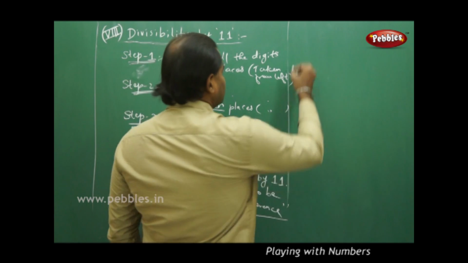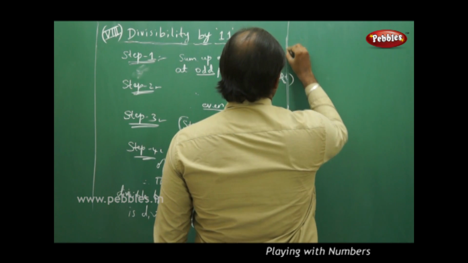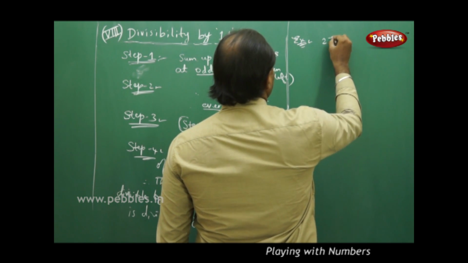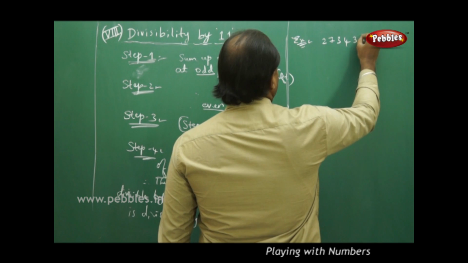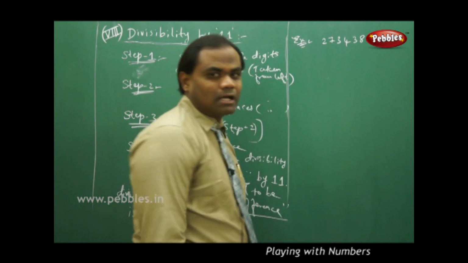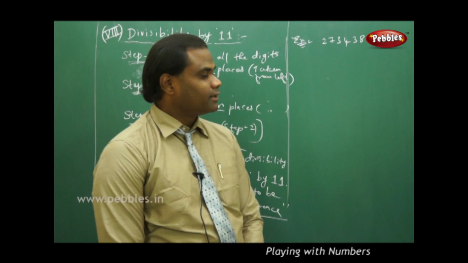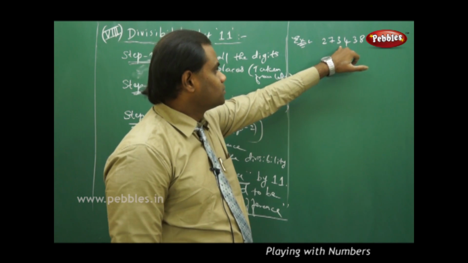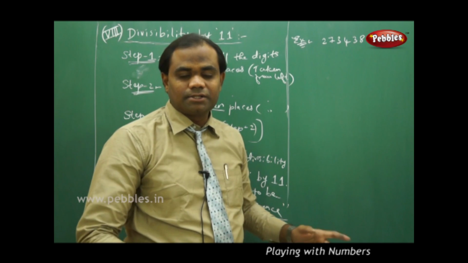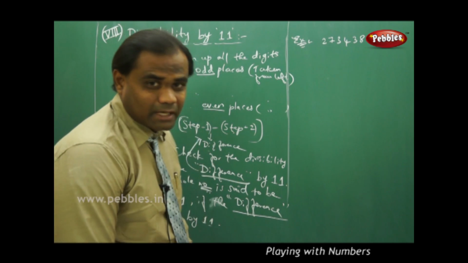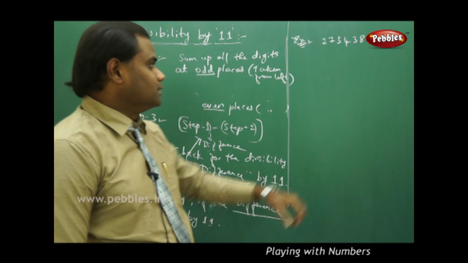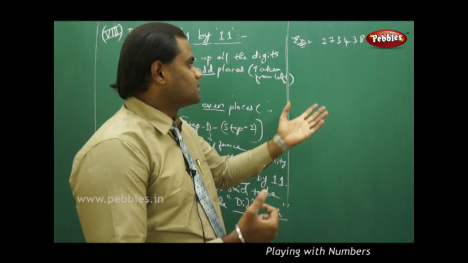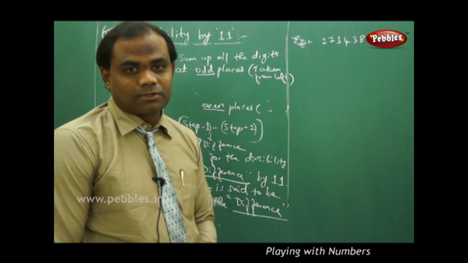So let's take an example problem. This is my example problem: 273438. This value has totally 1, 2, 3, 4, 5, 6 digits. So it is a 6-digit number. So let's start with step 1 for checking this number for its divisibility by 11. So I want to know whether this number is divisible by 11 or not. So I proceed with step 1.